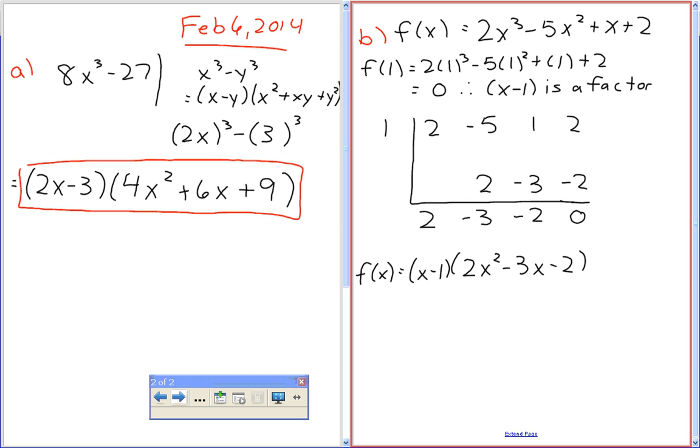Dakota, how are you feeling about factored quadratics? Well, it's pretty easy. Go ahead. Well, this is a complex trinomial. We have to find numbers that multiply to -4 and add to -3. That would be -4 and 1. So you'd have x minus 1 in the bracket, 2x squared minus 4x plus 1x minus 2.